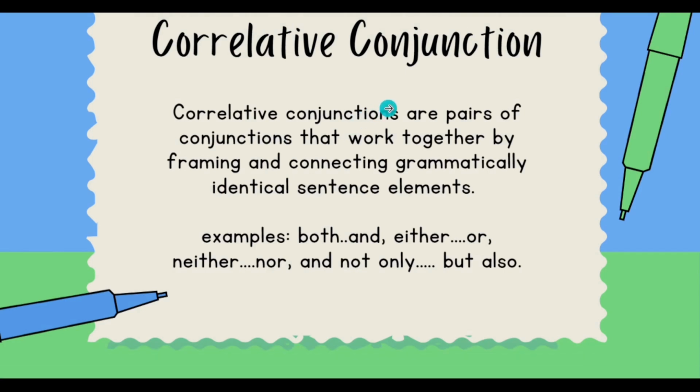Correlative conjunctions are pairs of conjunctions that work together by framing and connecting grammatically identical sentence elements. Some common examples of correlative conjunctions are both and, either or, neither nor, not only but also.